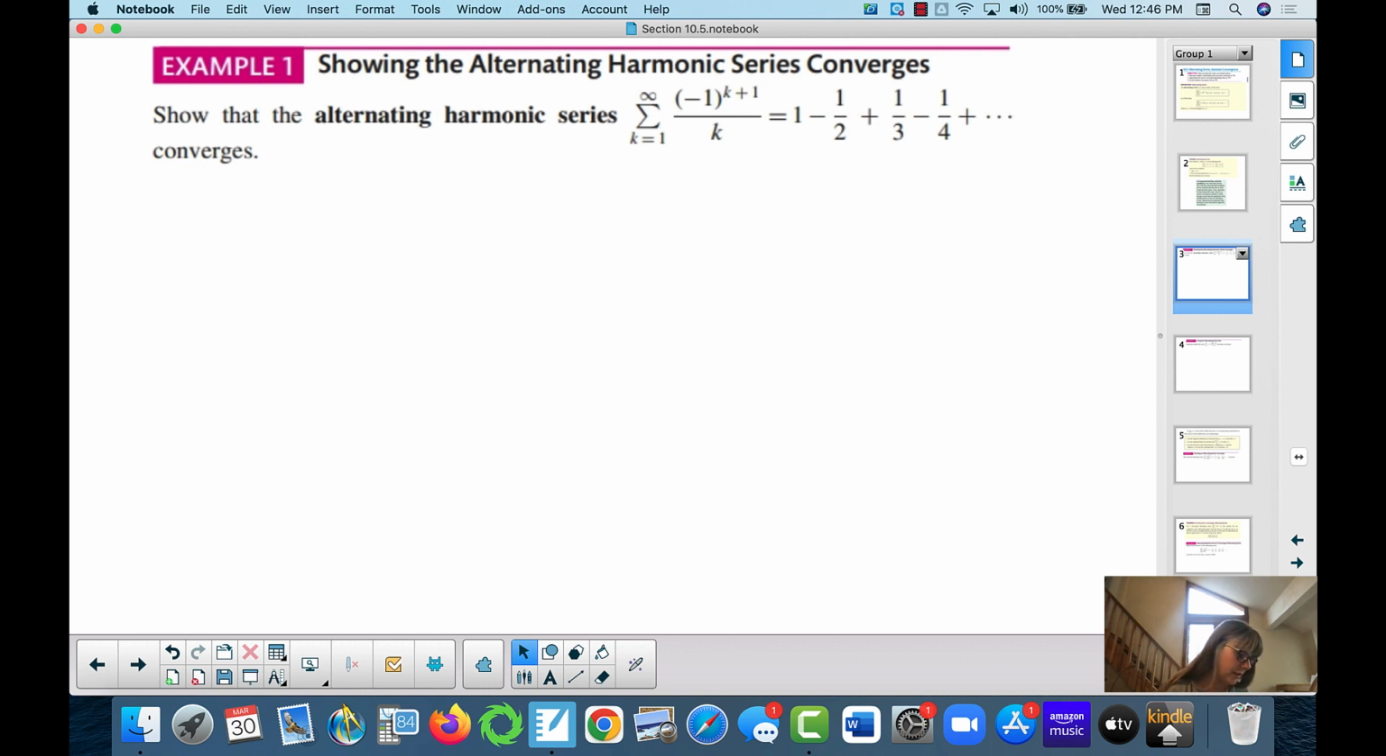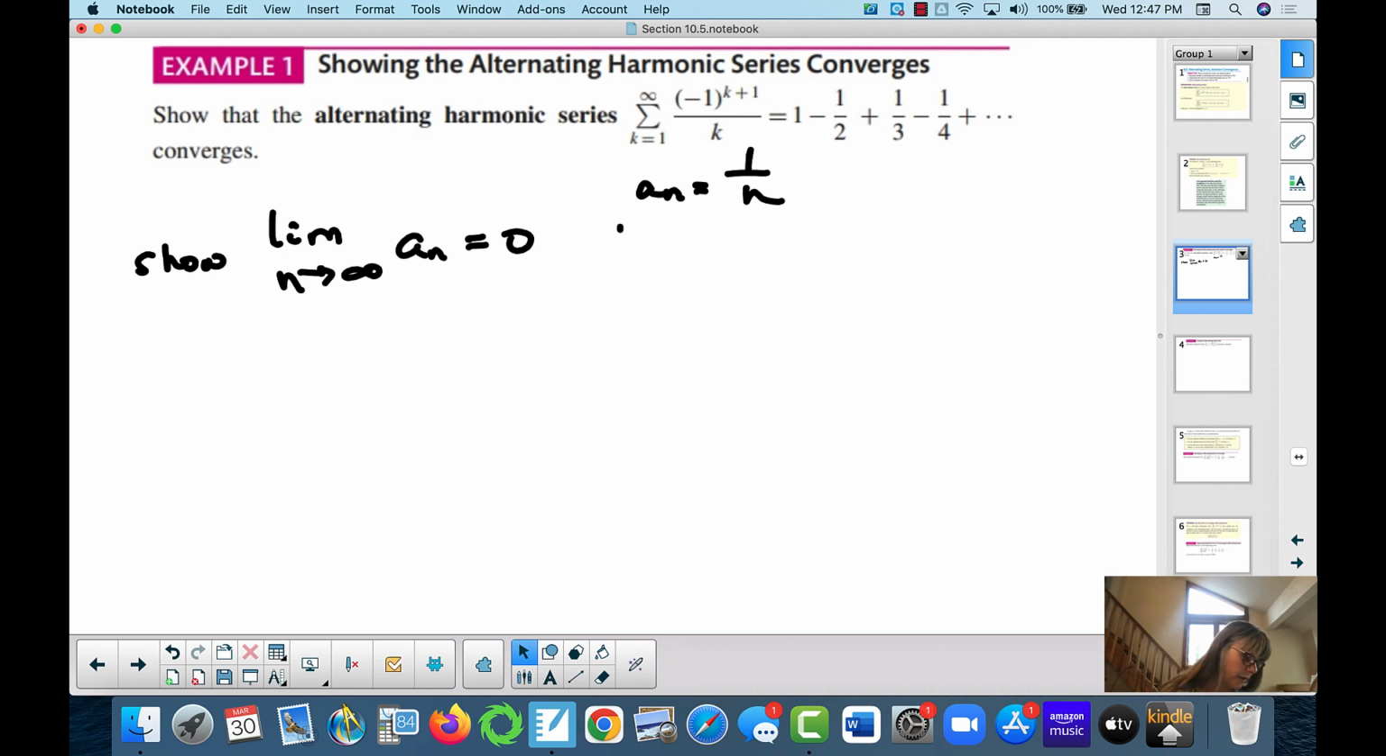The second condition is we have to show that the limit as n approaches infinity of a sub n equals 0. So a sub n, in this case, we're ignoring the sign part of it. So if they were all positive, they're just 1 over n. So we're looking at the limit as n approaches infinity of 1 over n, and that is 0. So this series meets the second condition of the alternating series test.